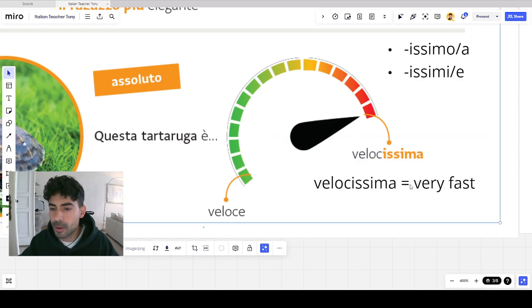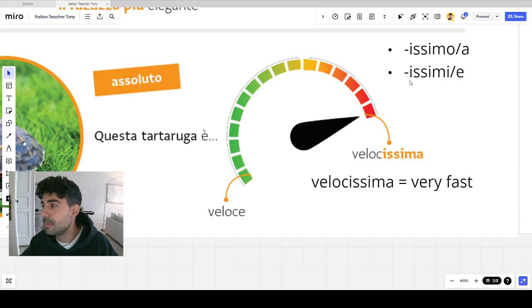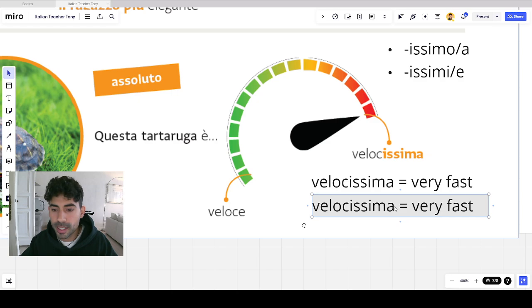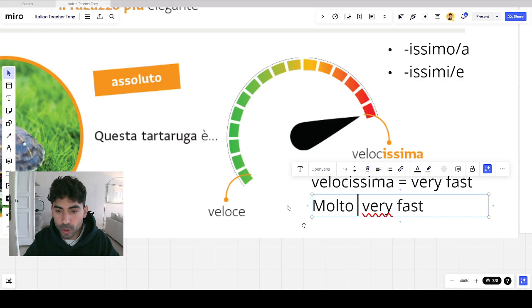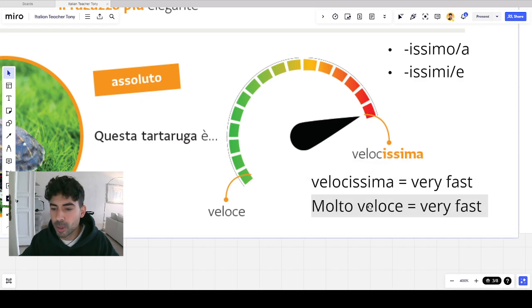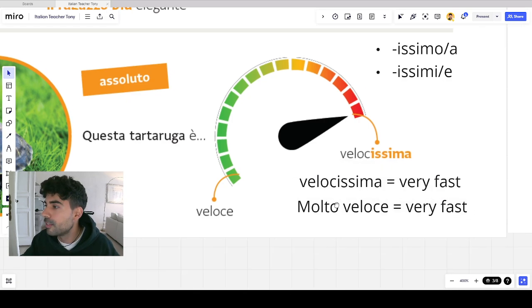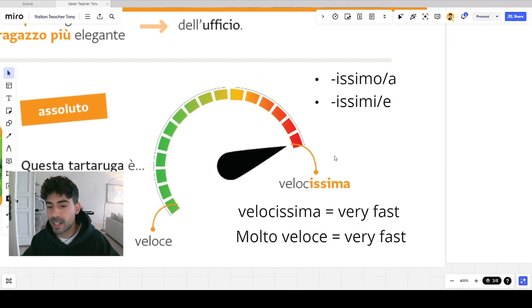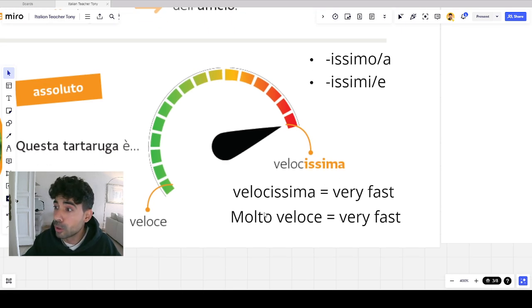Another way to go about it is instead of saying issimo, issima, you will simply say molto veloce. Molto is the Italian translation of very. Both constructions mean the same thing. Velocissima, very fast. Molto veloce, very fast. In one case, you change the ending of the adjective. In the other one, you add molto in front, which is the equivalent of very.